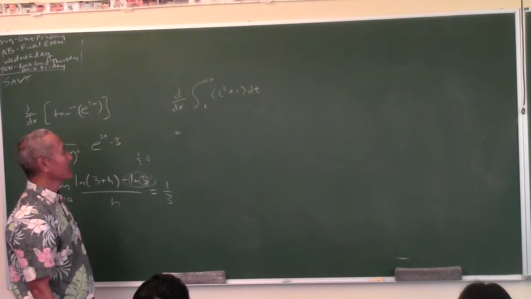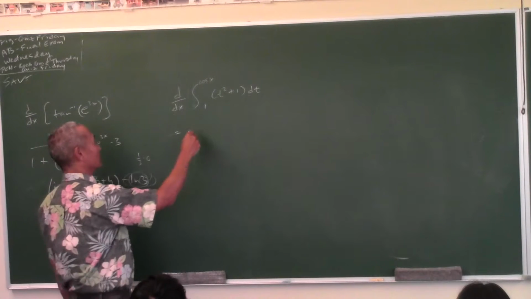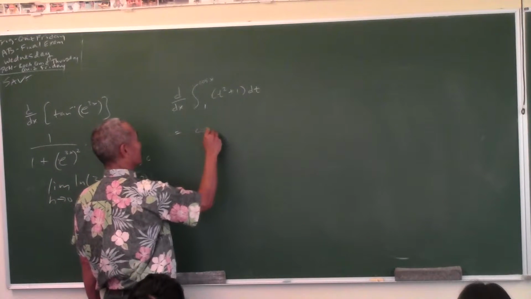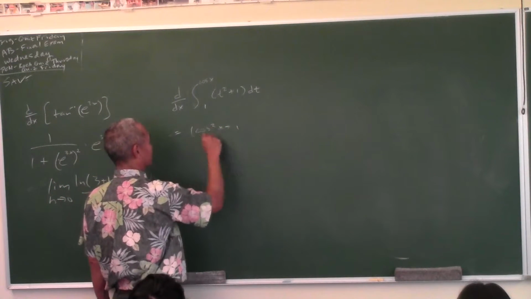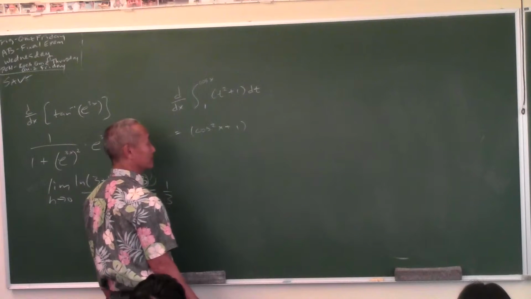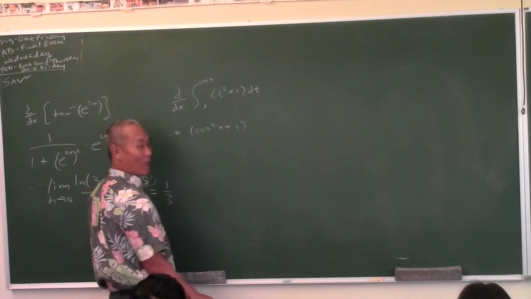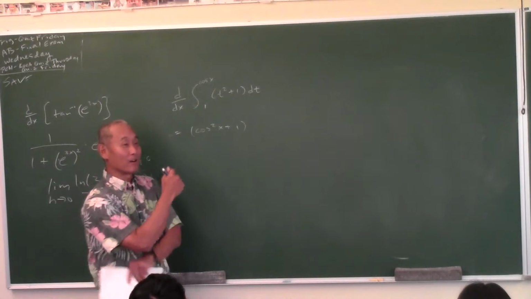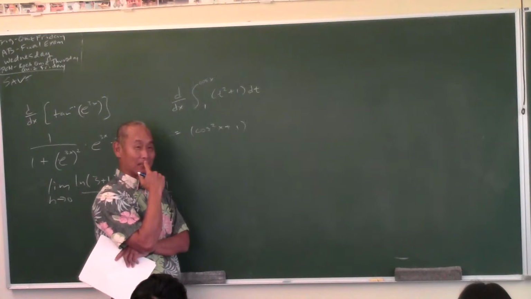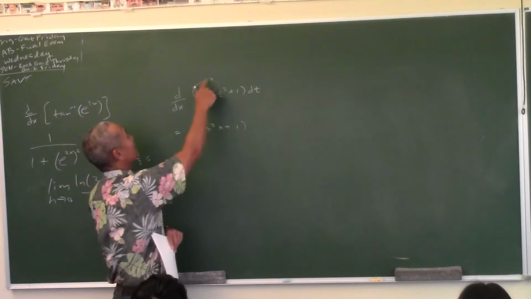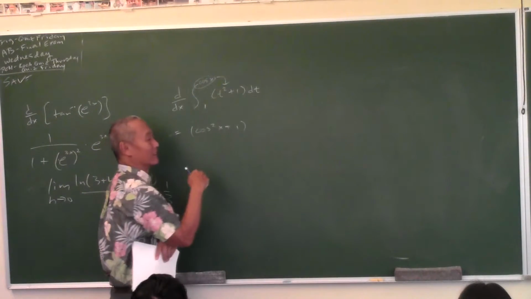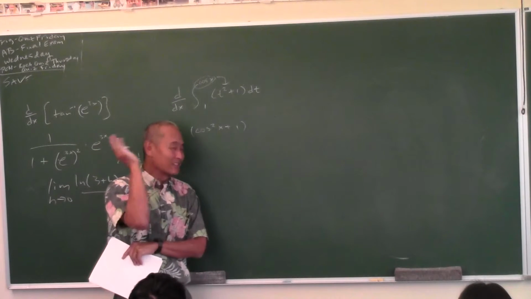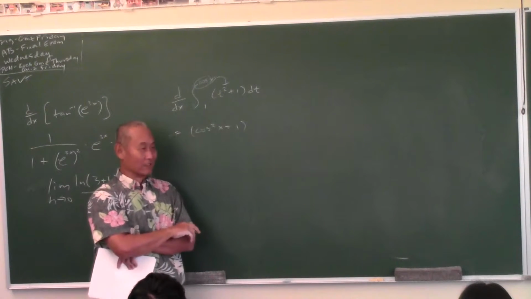Plug it into the t. Okay, so cosine squared x plus 1, plus... wait, what? Oh, I gave it away. What is the most important part of the fundamental theorem of calculus? Because if you just take that and plug it in, you don't get anything.